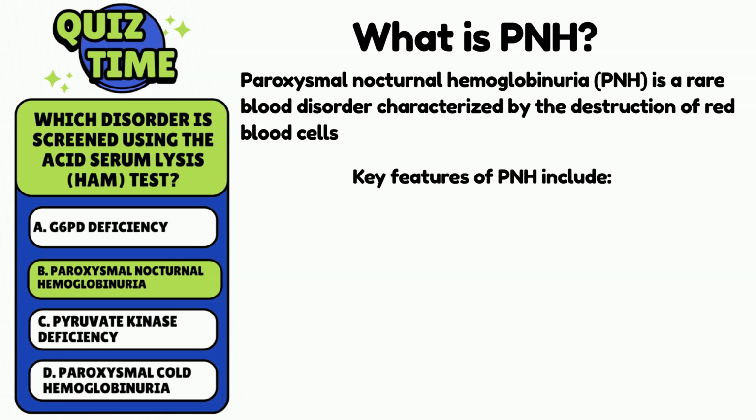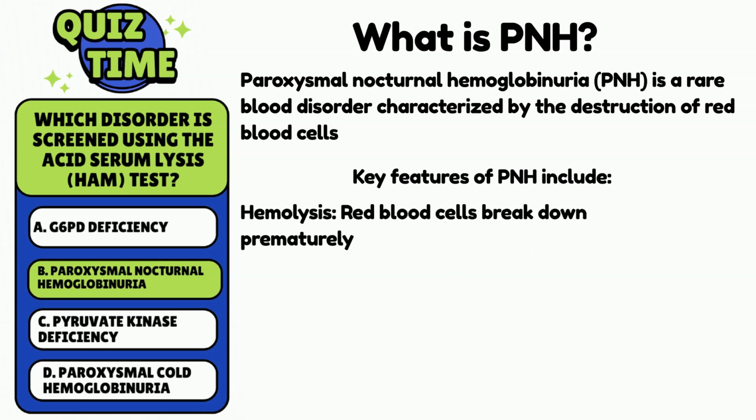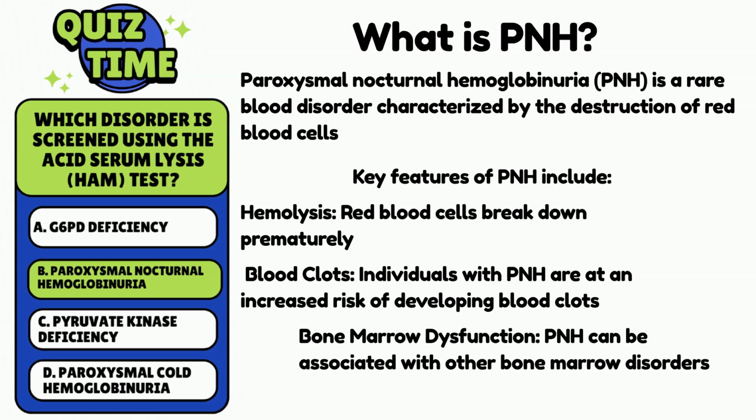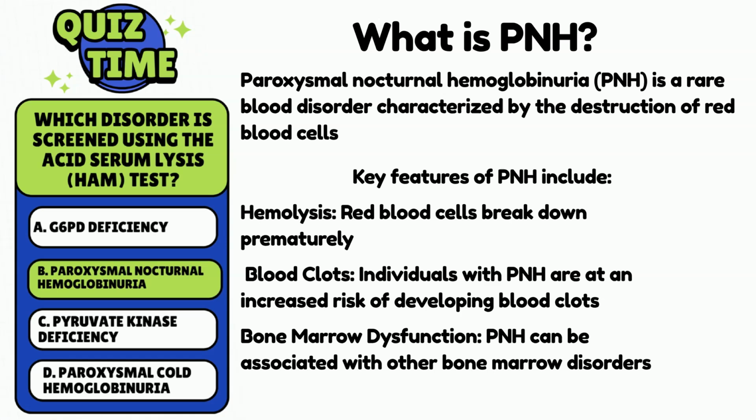Key features of PNH include hemolysis. Red blood cells break down prematurely, leading to symptoms such as fatigue, dark urine, especially in the morning, and anemia. Blood clots. Individuals with PNH are at an increased risk of developing blood clots, which can lead to serious complications. Bone marrow dysfunction. PNH can be associated with other bone marrow disorders affecting blood cell production.